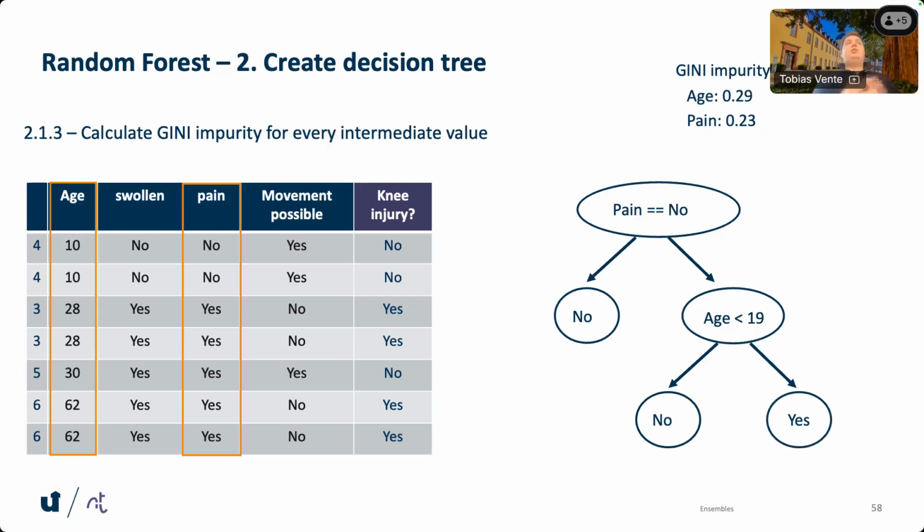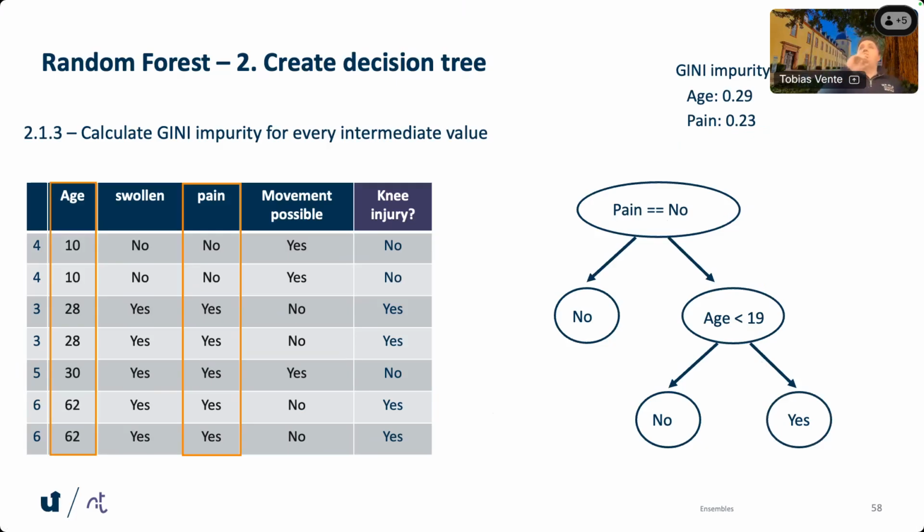And this is actually then how the decision tree looks like. Because if we say pain equals no, there's only one outcome. There is no second question. If you don't have pain, you don't have a knee injury. And the second question is, if your age is smaller than 19, you probably don't have a knee injury because you still have the young bones. And probably everything is a bit more flexible and not that prone to injury. And if you're older than 19, there is a high chance that you have an injury.